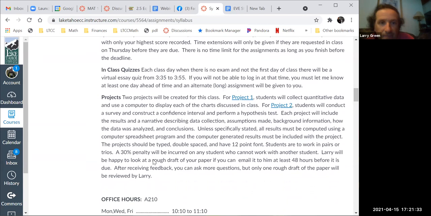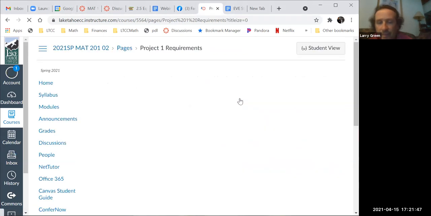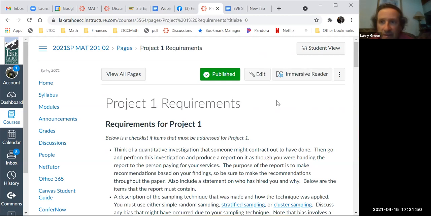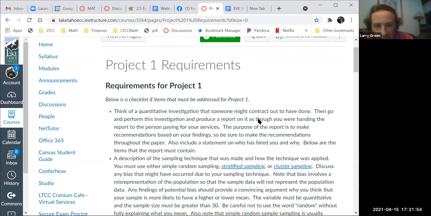And for project 1, you're going to collect quantitative data, and you can use the computer to display each of the charts discussed in the class and also the statistics. Let me click project 1. Okay, so here's what you have to do, and I'm going to summarize this and talk about some details.